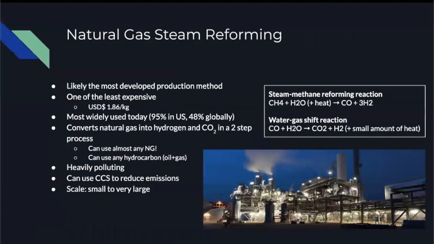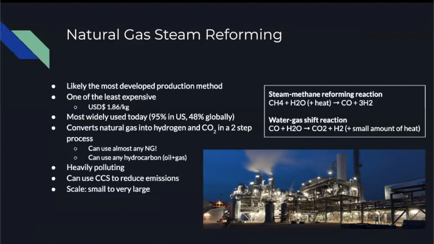As the most developed hydrogen production method, steam reforming is one of the least expensive and most commonly used methods around the world to produce hydrogen. Average production rates are around $2 per kilogram of hydrogen produced. The US produces 95% of their hydrogen from steam reforming, and globally, 48% of hydrogen is made from steam reforming.